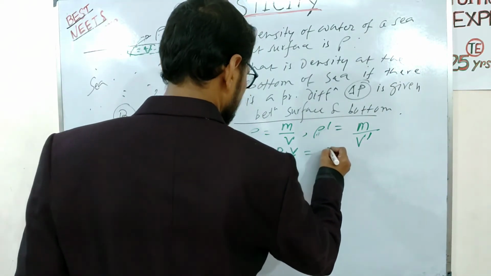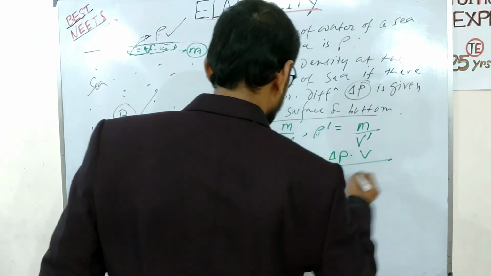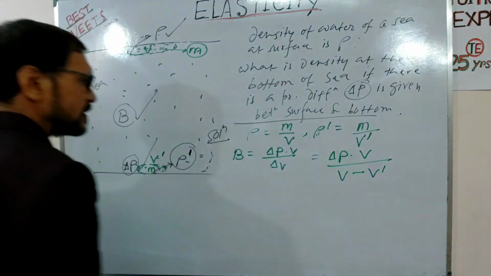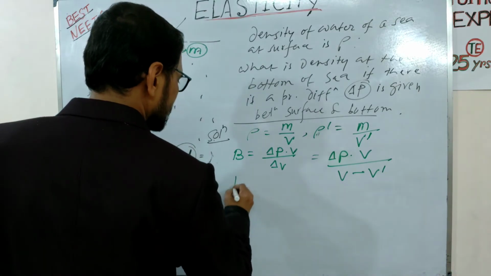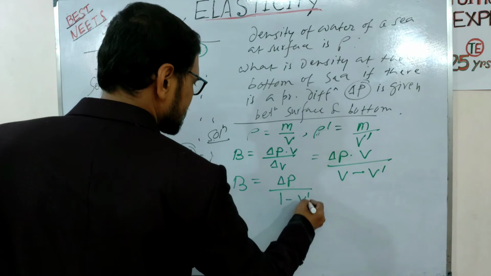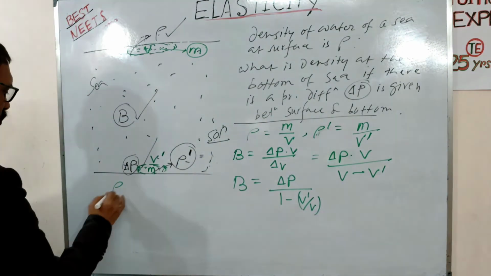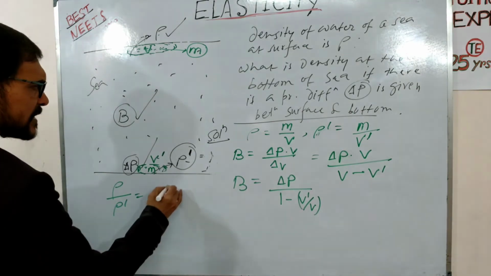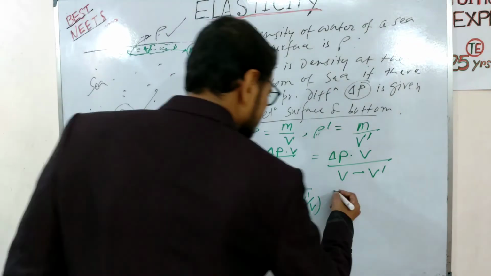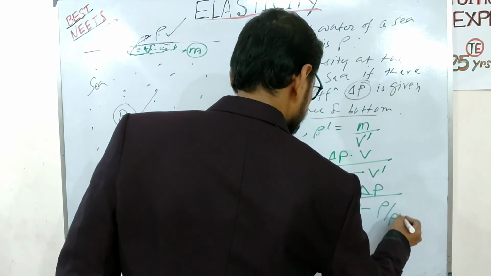So bulk modulus B equals del P into V by del V, where del V equals V minus V dash. If we divide by V, we get del P over 1 minus V dash by V. Now what is V dash by V? If we divide rho by rho dash, we get V dash by V. So V dash by V equals rho by rho dash. So B equals del P over 1 minus rho by rho dash.